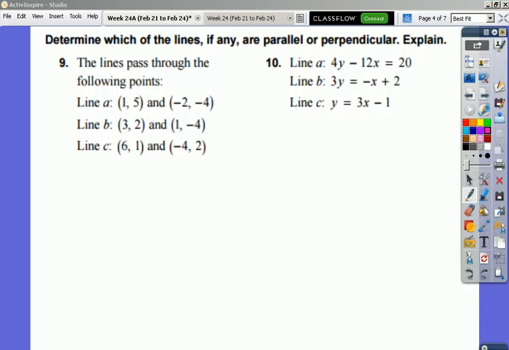Alright. So, Jenna told me the types of slopes that we have for parallel lines. She said that in order for two lines to be parallel, they have to have the same slope. In order for them to be perpendicular, they have to have opposite reciprocal slopes. Yeah? So it's just a matter of doing what for number 9? Aiden, what would I do for number 9?